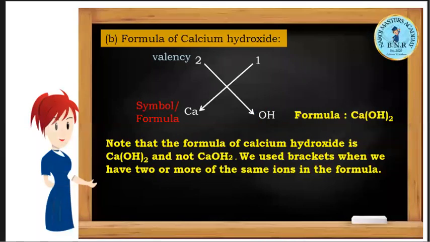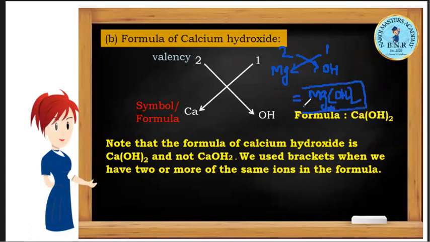Then tell me, what is the chemical formula of magnesium hydroxide? Magnesium hydroxide, OH. The valency of magnesium is 2, the valency of OH is 1. So simply multiply. Then Mg is 1, OH is 2. So no need to write this 1. Then the formula is Mg(OH)2, MgOH taken twice. Is it clear? Very, very important.